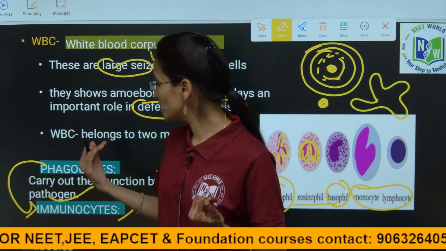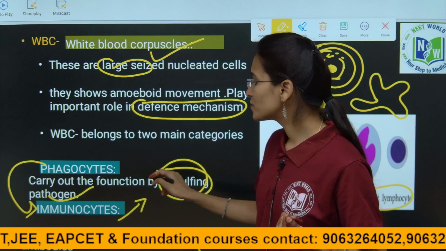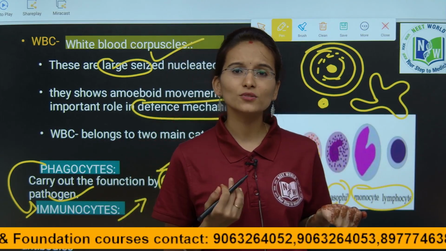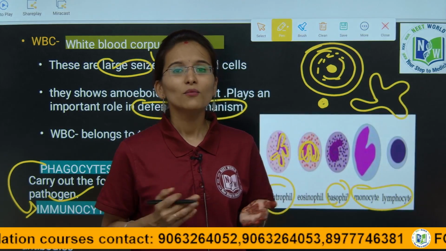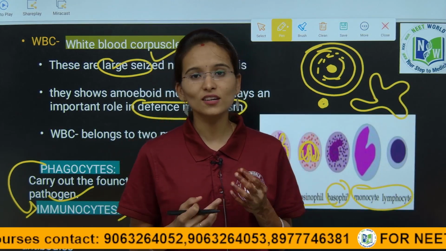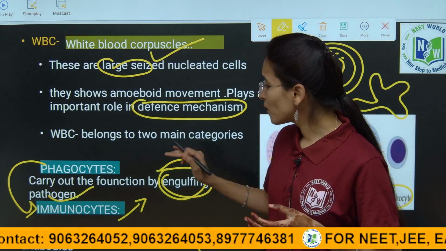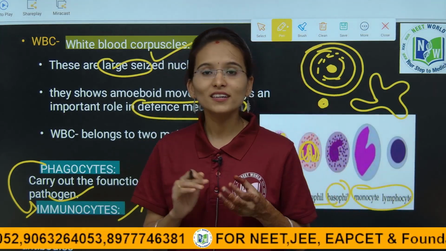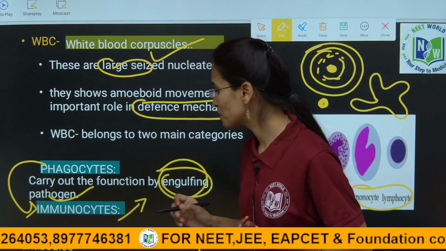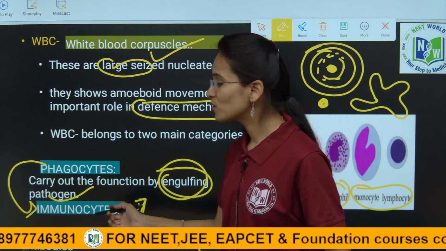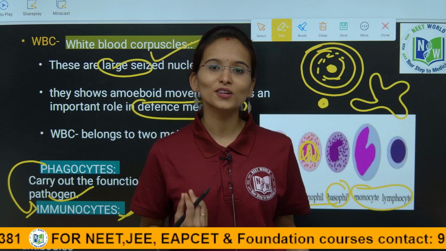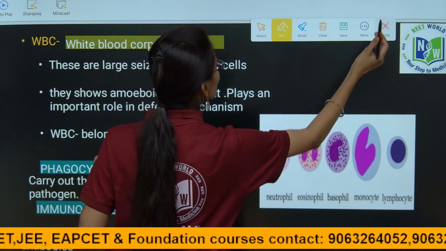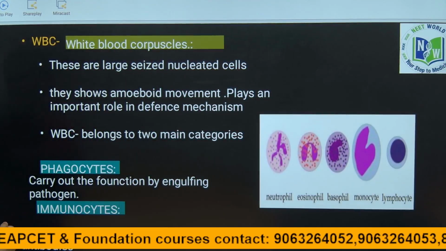Phagocytes will engulf the pathogens, and when a pathogen remains for a long time in our body, what happens, students? Diseases are caused, right? So to fight against those pathogens, the antibodies come into action. Those antibodies are produced by the cells called immunocytes. Immunocytes are the cells which secrete the antibodies. Please try to remember all these things, you are also going to learn them in your higher studies also.